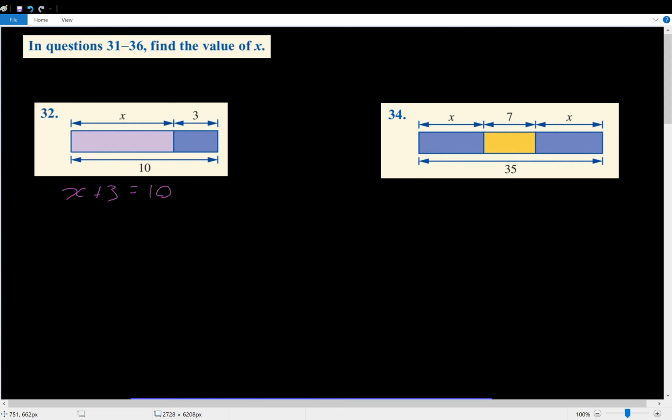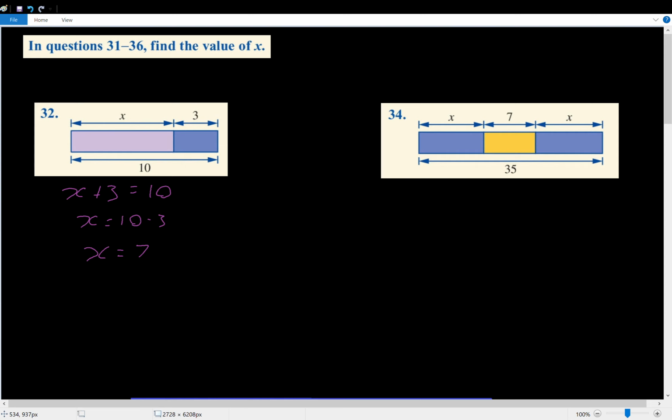And now we need to solve that equation to find our value for x. So we're going to take our plus 3 from the left hand side and move it over to the right hand side where it'll become a minus 3. So we get x equals 10 minus 3, which means x is equal to 7, like that. So that's 32, relatively straightforward. Let's take a look at 34.